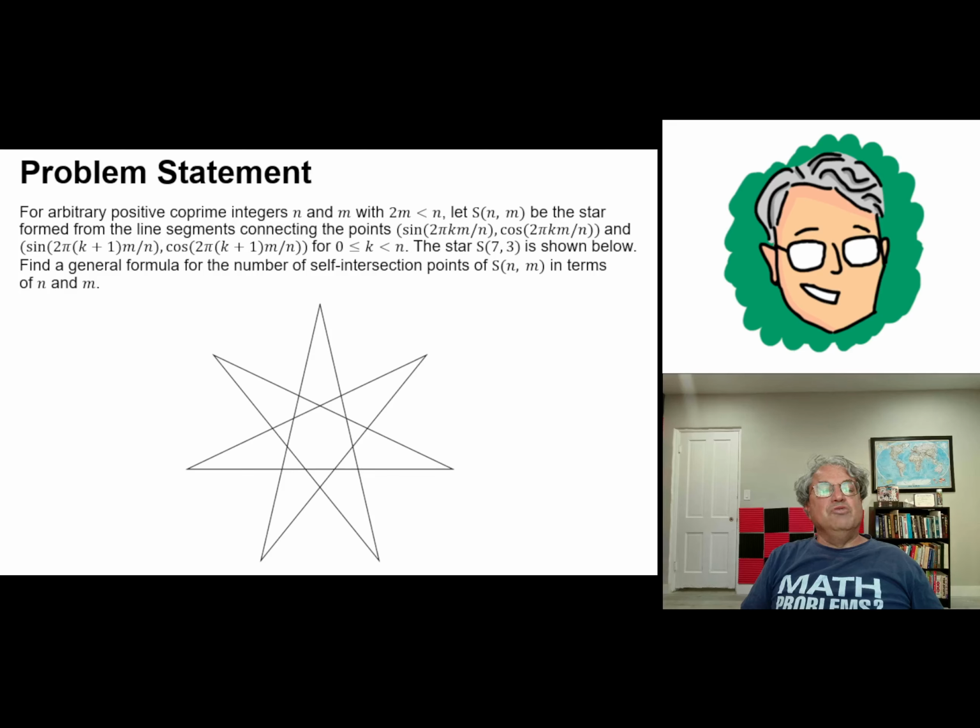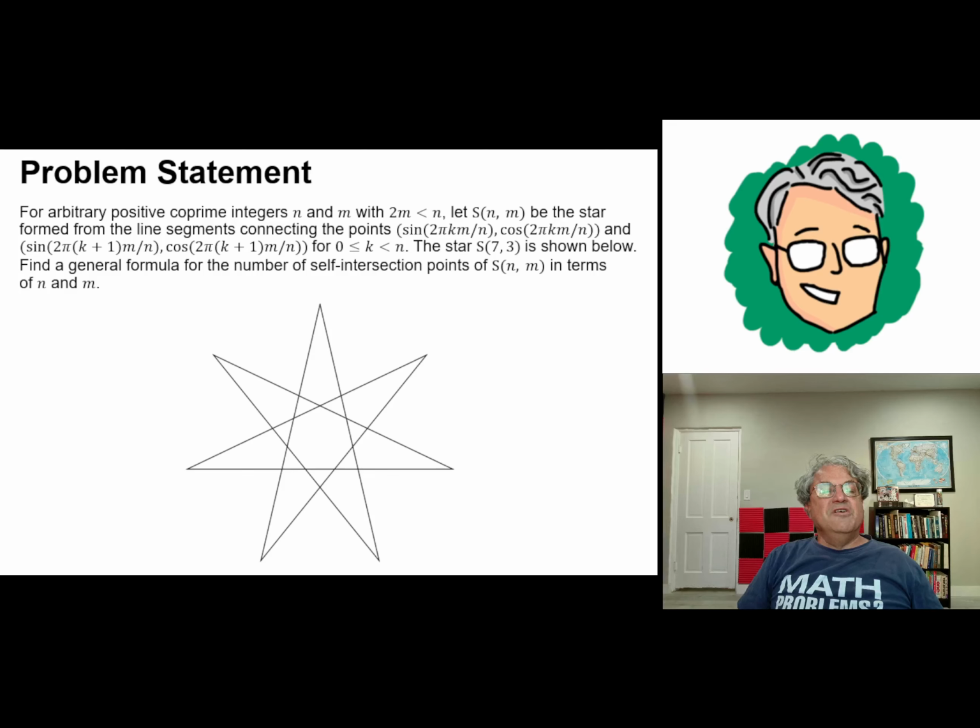And I haven't told you what the problem says yet. The problem asks for the number of self-intersection points of S n comma m. In this case, for S7 comma 3, you can just count them, and I think you can see there's 14. There's a smaller star inside this big one, and the smaller star turns out to be a smaller version of S7 comma 2. I think it's pretty easy to see that that smaller star has a total of 14 vertices. Those are the 14 intersection points.